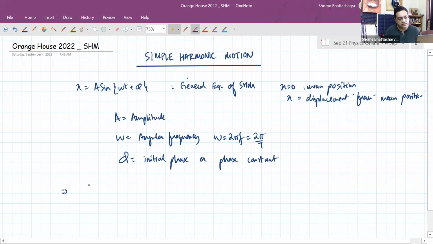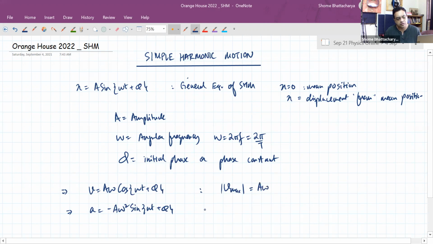And this implies that the instantaneous velocity as a function of time becomes A omega cos(omega t plus phi), and the instantaneous acceleration becomes minus A omega square sine(omega t plus phi). So this shows us that the maximum speed is A omega. This shows us that the maximum acceleration is A omega square in magnitude.